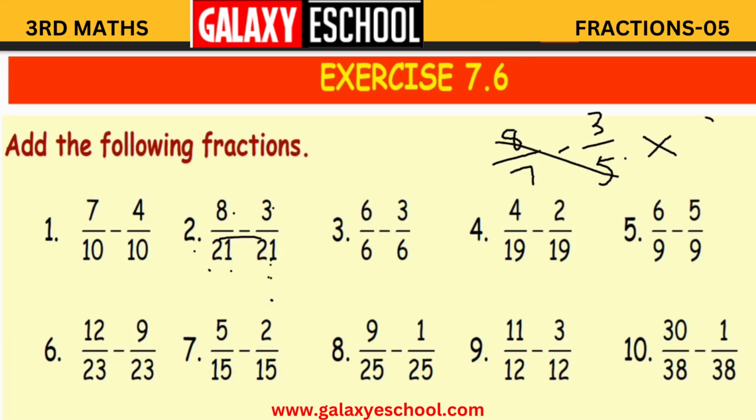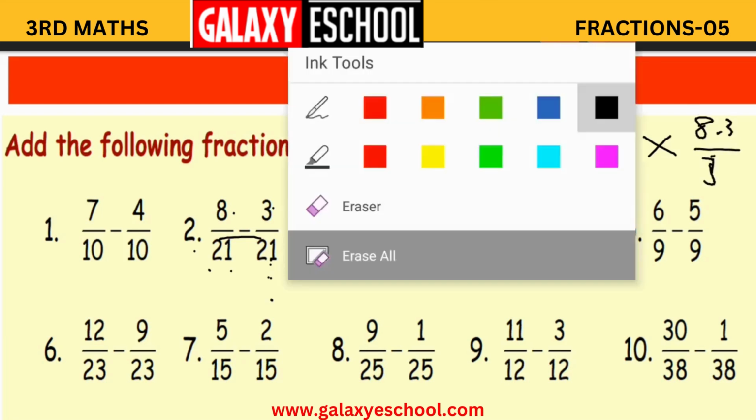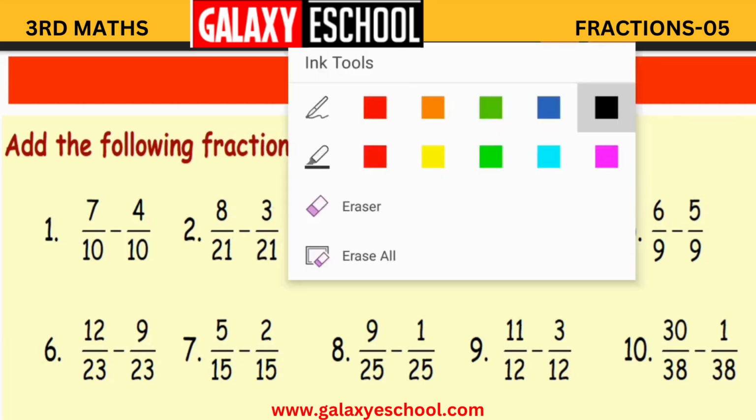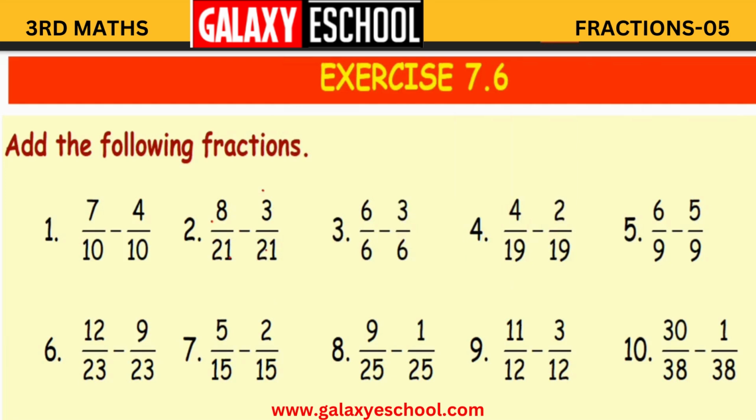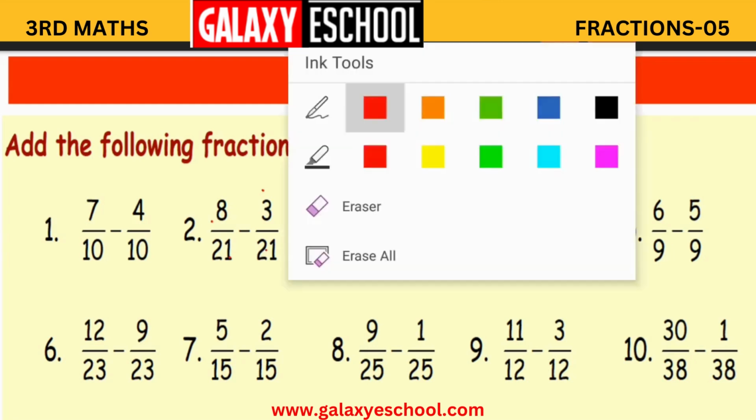Okay, you cannot apply 8 minus 3 divided by 7 or 5 or something else. That is not possible. 8 by 21 minus 3 by 21. Subtract the numerators divided by our common denominator. 8 minus 3, 5, divided by 21, which is the common denominator. So 8 by 21 minus 3 by 21 is equal to 5 by 21.